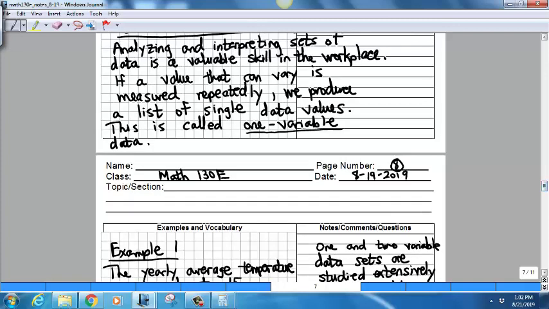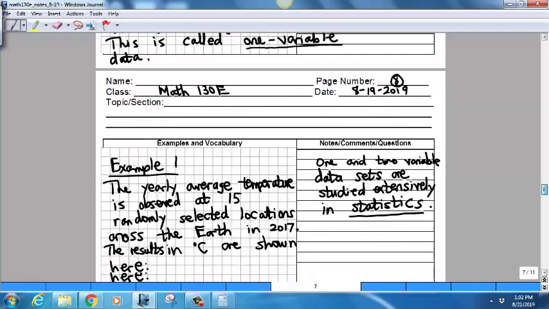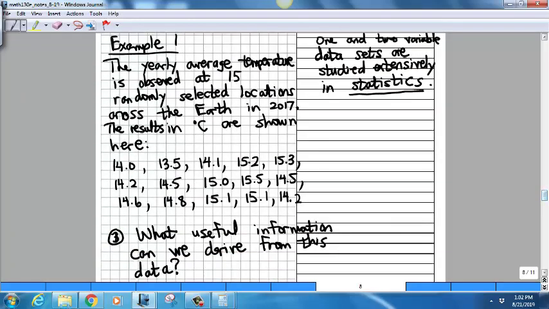This is called one variable data, because all we've done is observe a value multiple times, and the value is varying, it's changing. So when we observe it at different times, we get maybe a different value for that observation. And I'm just going to write down those values that I get in a list. So here's an example of a one variable set of data.